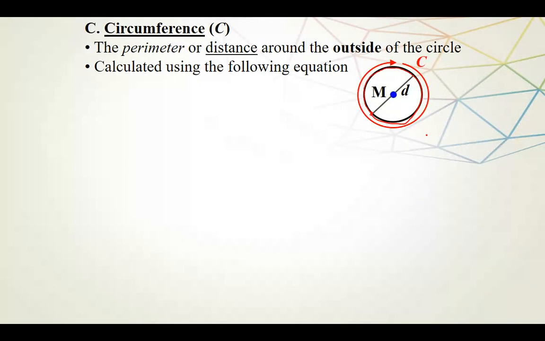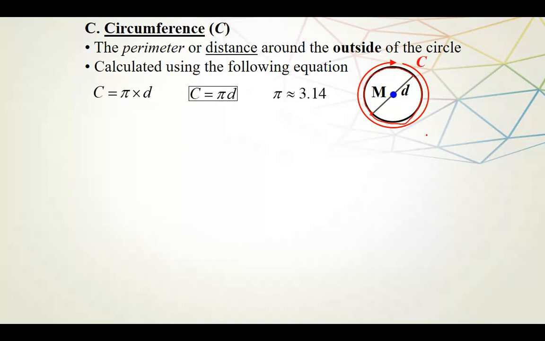To calculate the circumference of a circle, we can use the following equation. Our equation is circumference is equal to, we have this Greek letter that's referred to as pi, times d. And again, we don't need to write down the multiplication operator. We can just simply write down circumference is equal to pi d, where the multiplication operator is implied between pi and d.